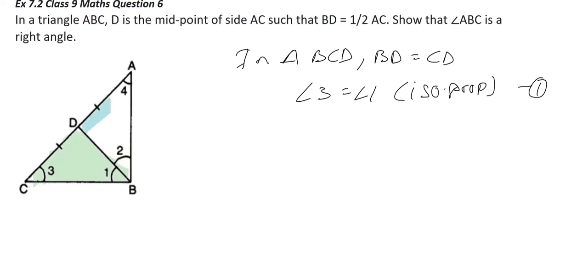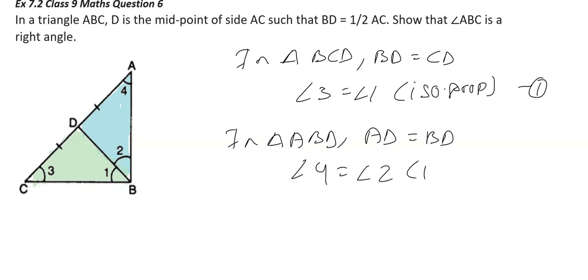Similarly, when considering the other triangle, in this triangle also we are going to do it the same way. In triangle ABD, we have the length AD equal to BD, again given. So we can write their opposite angles as equal. We'll write angle 4 is equal to angle 2, again by the isosceles property. Something all of you need to keep in mind is to try keeping these two angles on the same side. As you can see, I kept 1 and 2 on the same side.